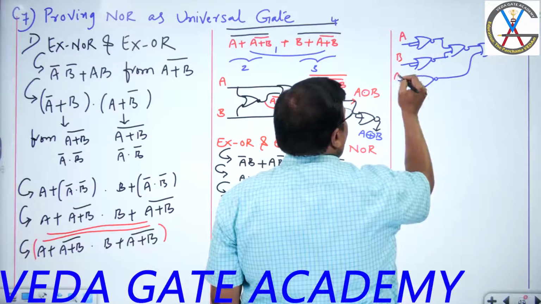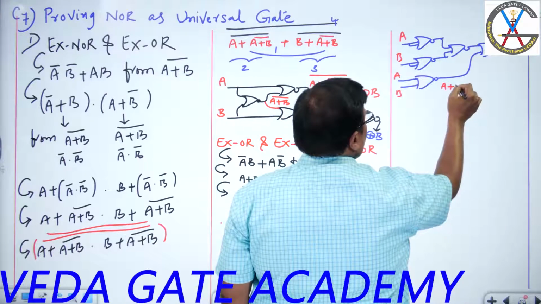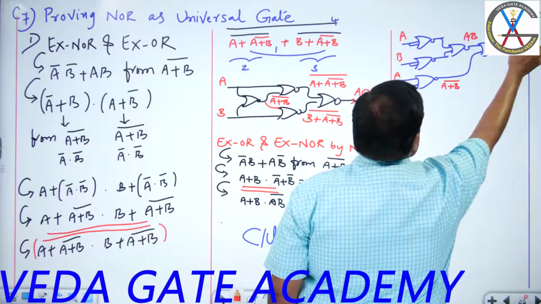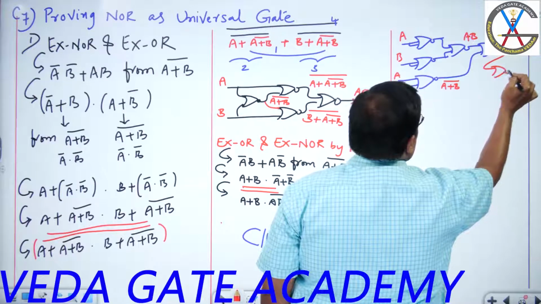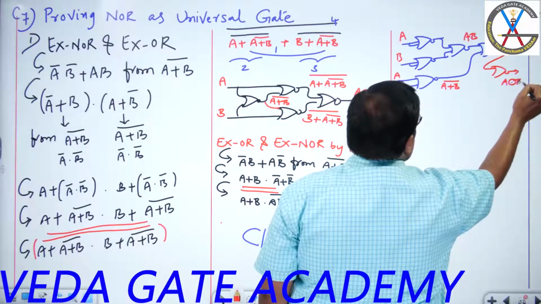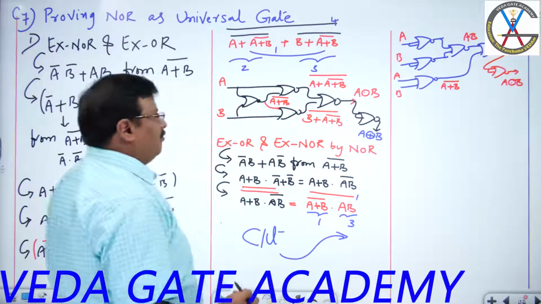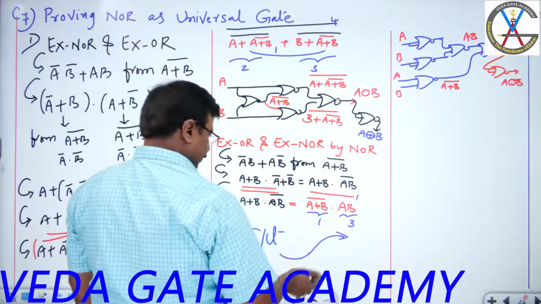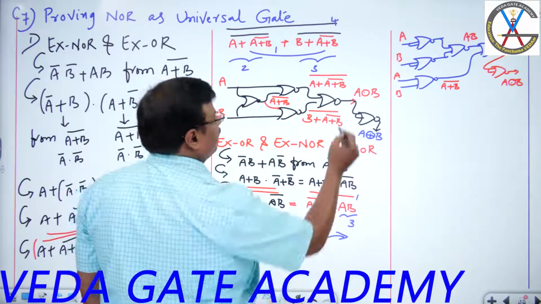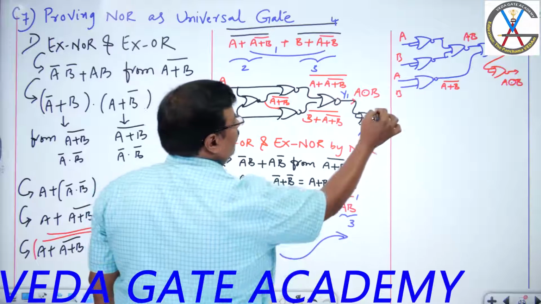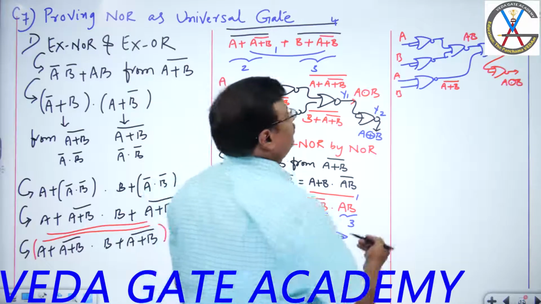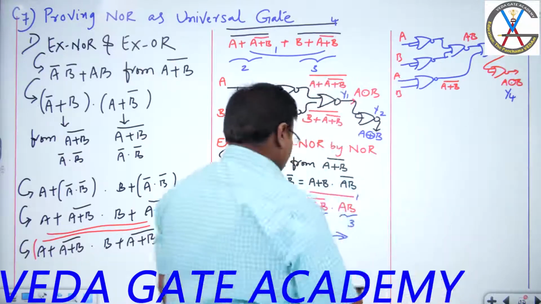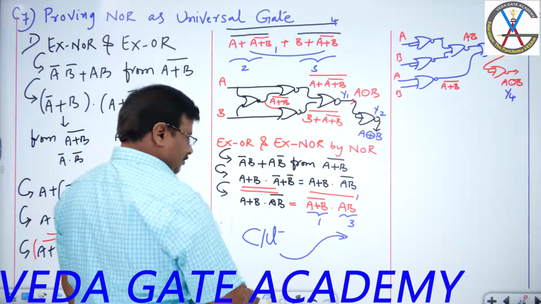A, B, A, B. A plus B bar. A, B. A exclusive OR B. A exclusive NOR B. So 6 gate circuit developed. Now let us draw Y1, Y2, Y3, Y4 as like previous to compare which is better. Y1, Y2, Y3, Y4. Now compare Y1, Y2, Y3, Y4.